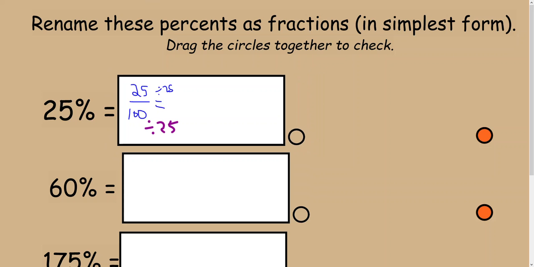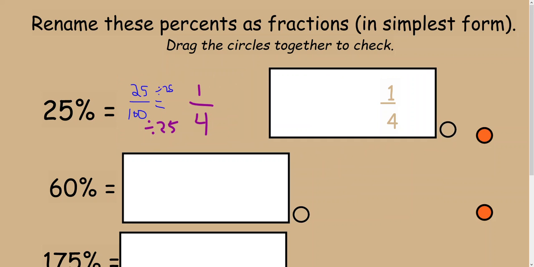By 25. So 25 divided by 25 is 1, and 100 divided by 25 is 4. And we can check that. 1/4.